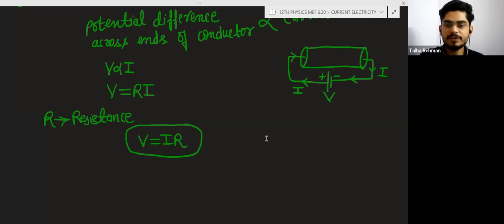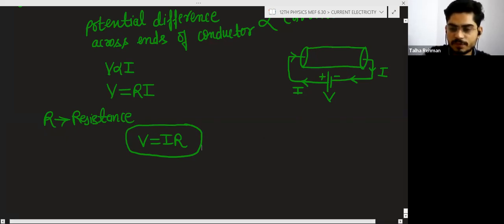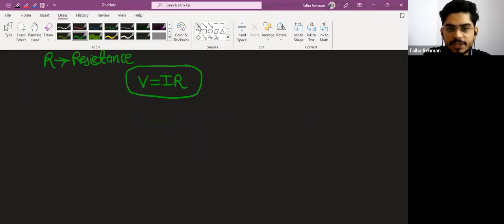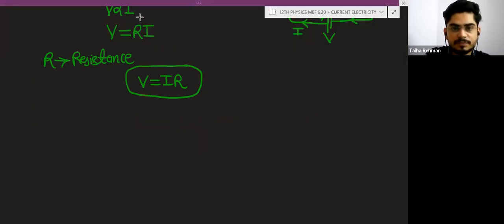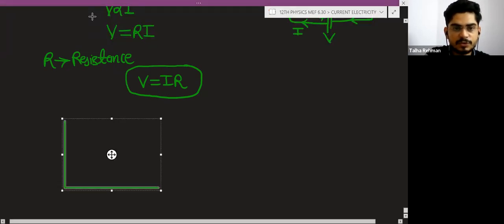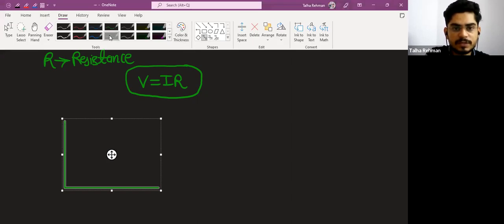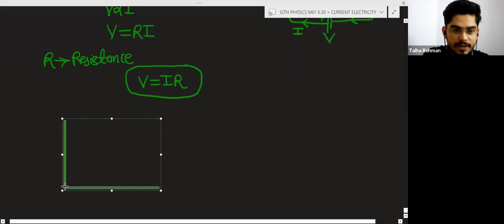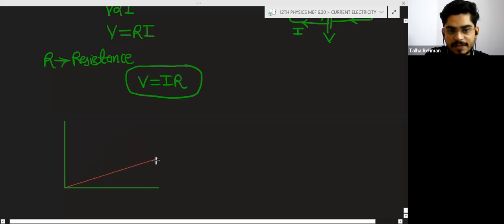And when we draw the graph of Ohm's law, the graph of potential difference versus current, you will get a straight line graph. You will get a straight line graph passing through the origin. This line can be like this also, as this also, depending upon the material.